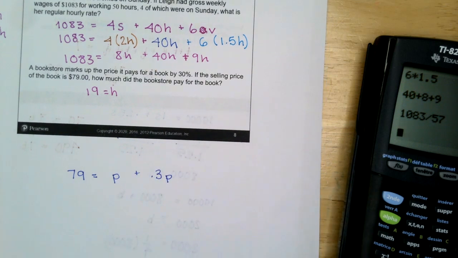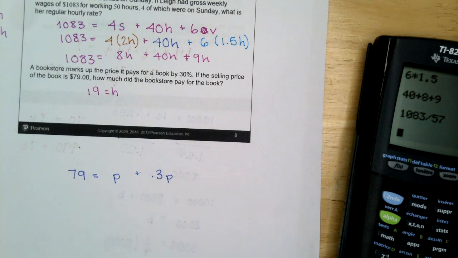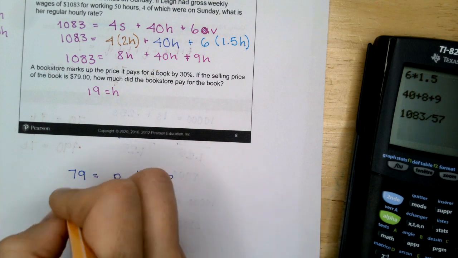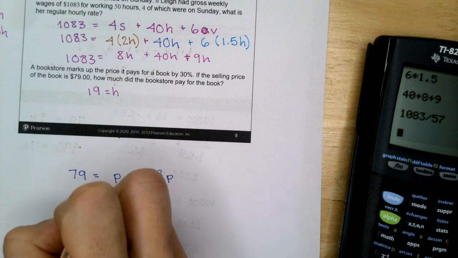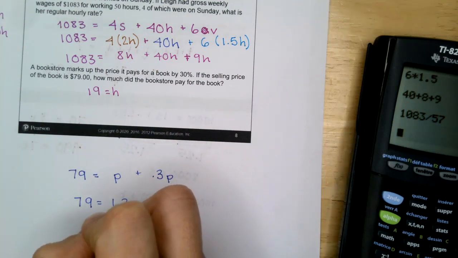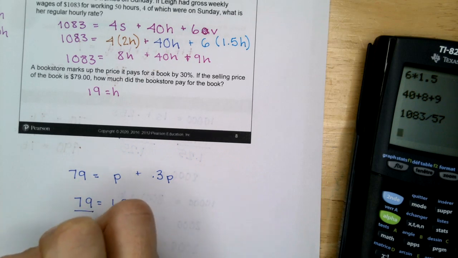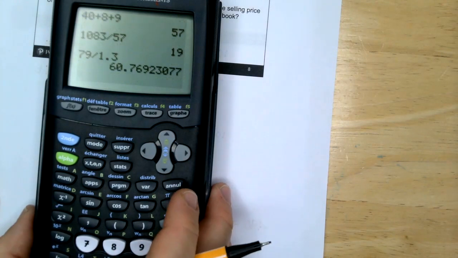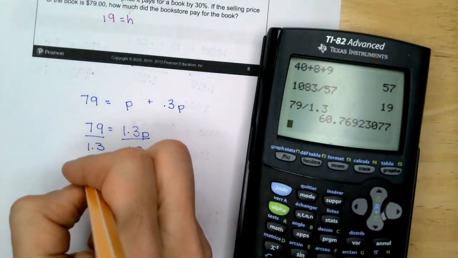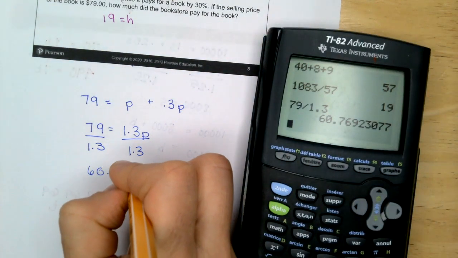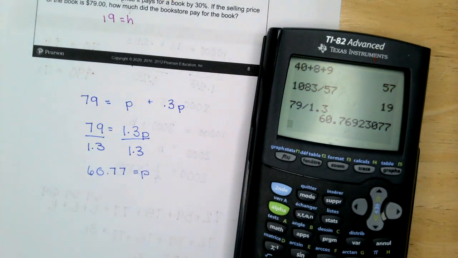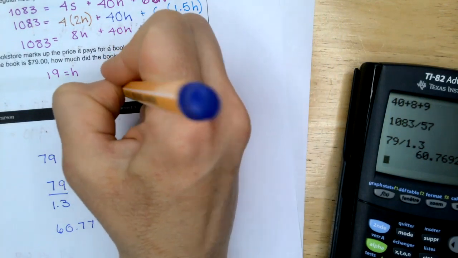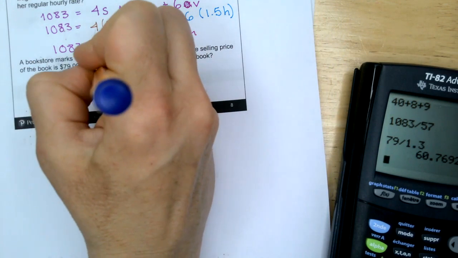1/4 is 0.25, 30% is 0.3 of the total price. So just like we did with the stocks and bonds, we're going to combine 1p and 0.3p to get 79 equals 1.3p, and then we just take that 79 and divide it by 1.3. $60.77 is the price of the book, as the price they paid for the book. And then that's $19 per hour.